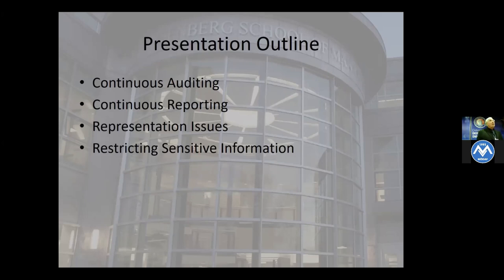So I'm going to talk a little bit about continuous audit, at least how I see it. Then I'm going to talk about continuous reporting. And one of the issues with continuous reporting, and this is about my work on controlling the release of sensitive information, and I'll explain what that means. And then how we can restrict it.